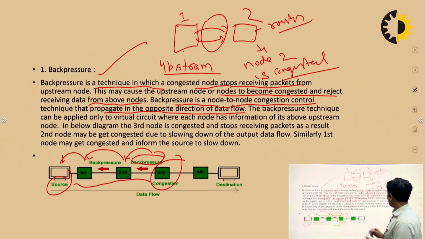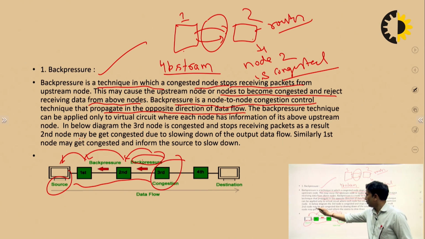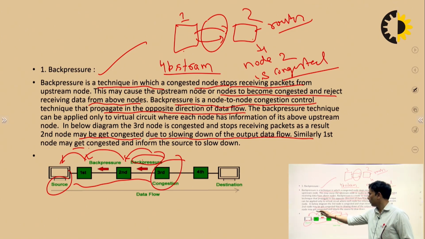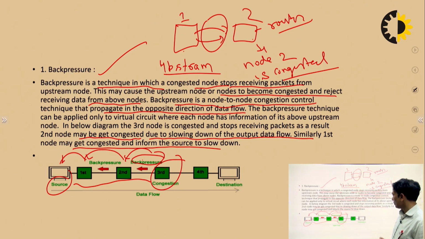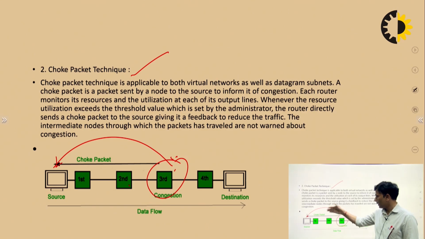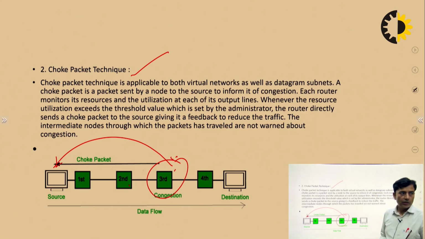And this back pressure unnecessarily creates some traffic, and you know that the second node may get congested due to slowing down of the output data flow. Similarly, the first node may get congested and inform the source to slow down. So this is the case. In this case, the choke packet is directly sent, propagated to the source. So on time, this is very efficient in comparison to the previous one.